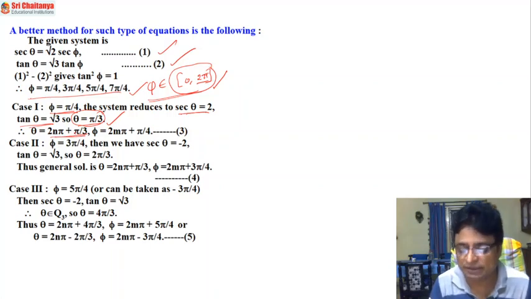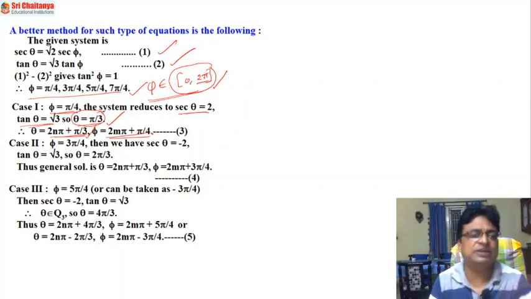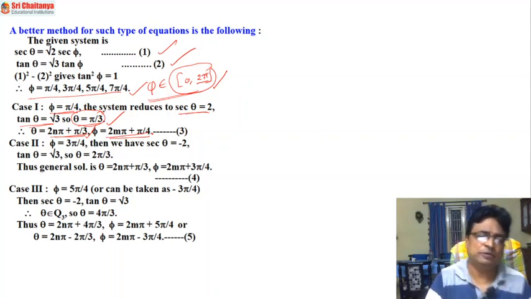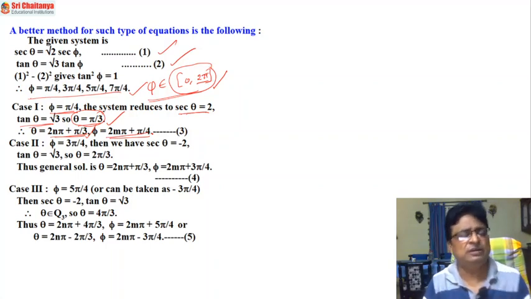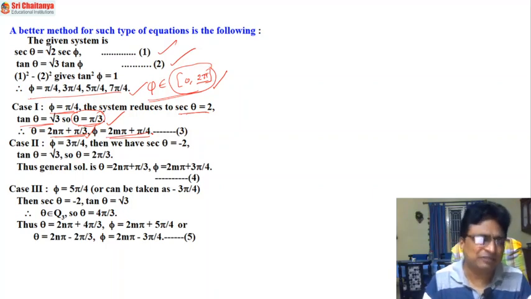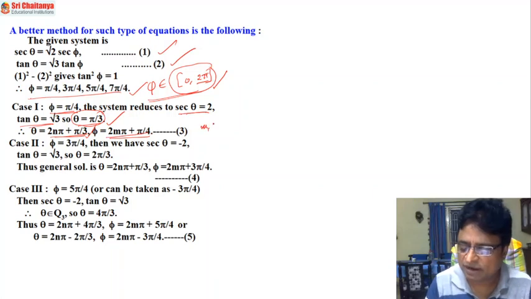So my answer would be 2nπ + π/3, and for φ, π/4, that is 2mπ + π/4. Please, whenever two different unknown variables are given, it is better to use two different integers. One is n and one is m. If you used n for θ, better use some m for φ. Or you can use k or something, whatever it may be. You mention some symbol, but you clearly give where m, n are integers. That is important.